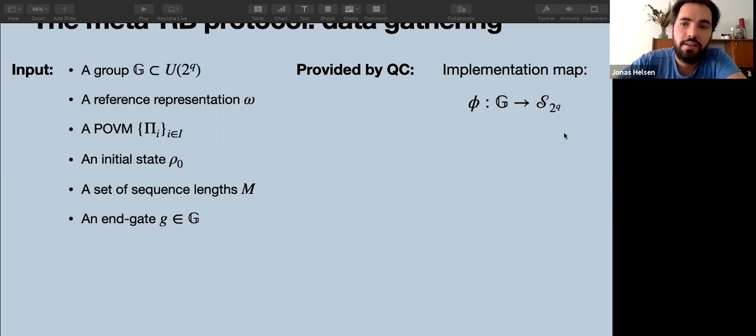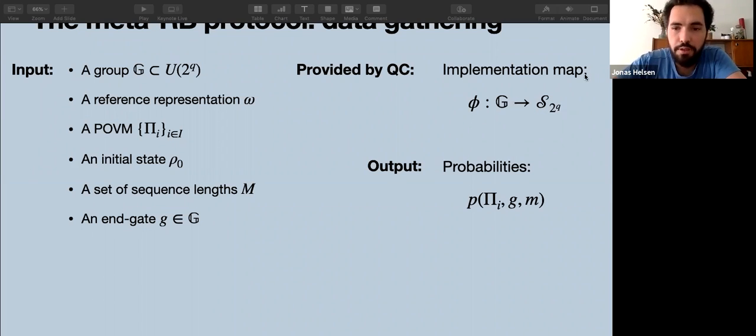And this is really the thing that we want to study. Learning how well your quantum computer performs is really just learning something about this implementation map. And then what randomized benchmarking provides you, or should provide you in general, is some list of probabilities associated to these sequence lengths, small m, that are in this set, big M. So you get some probabilities for each element of your POVM, or at least some estimates.